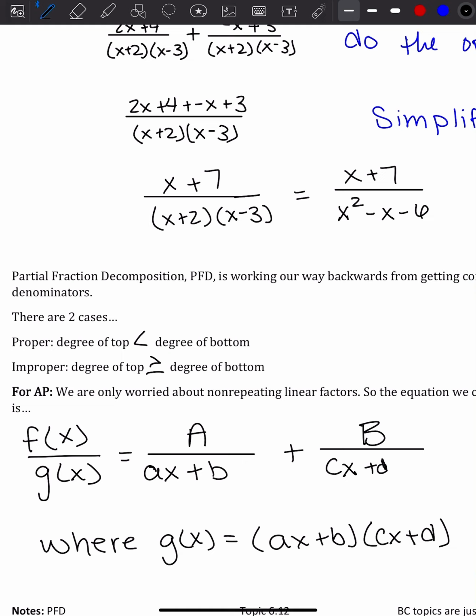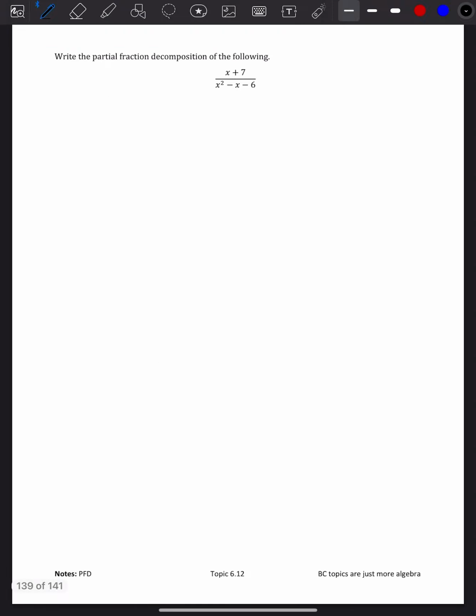And when I try to take the integral of something like x plus 7 divided by x squared minus x minus 6, I can't take the antiderivative as is because our u substitution wouldn't quite work. So we use partial fraction decomposition to get around it. So we did this problem but backwards, so we're going to look at the process of partial fraction decomposition here to help us out.